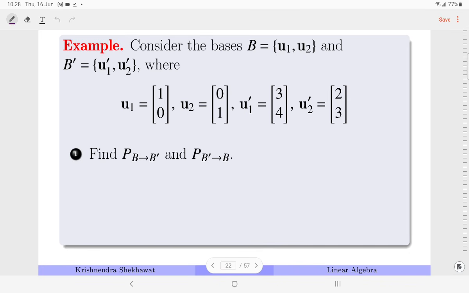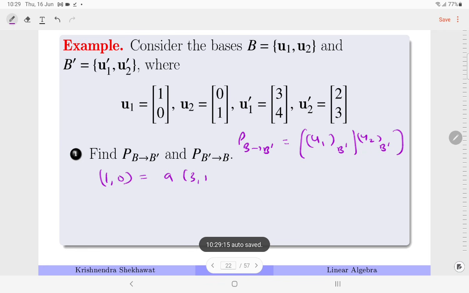So let's move to the first question. It says that B and B dash are the bases where U1, U2 and U1 dash, U2 dash are given. Find P_(B to B dash). So P_(B to B dash) means that you need to find U1 with respect to B dash and U2 with respect to B dash. So U1, which is (1, 0), you want to write as a linear combination of A times (3, 4) plus B times (2, 3).